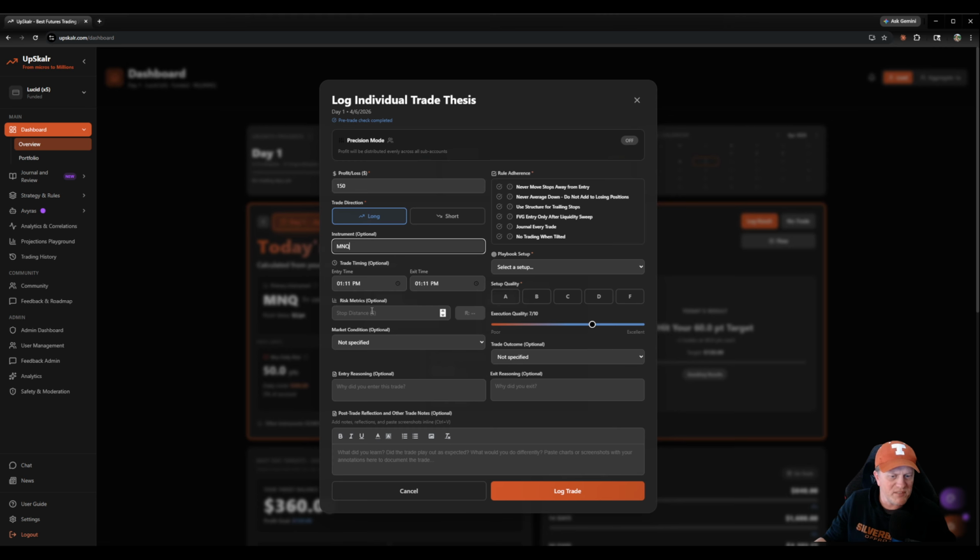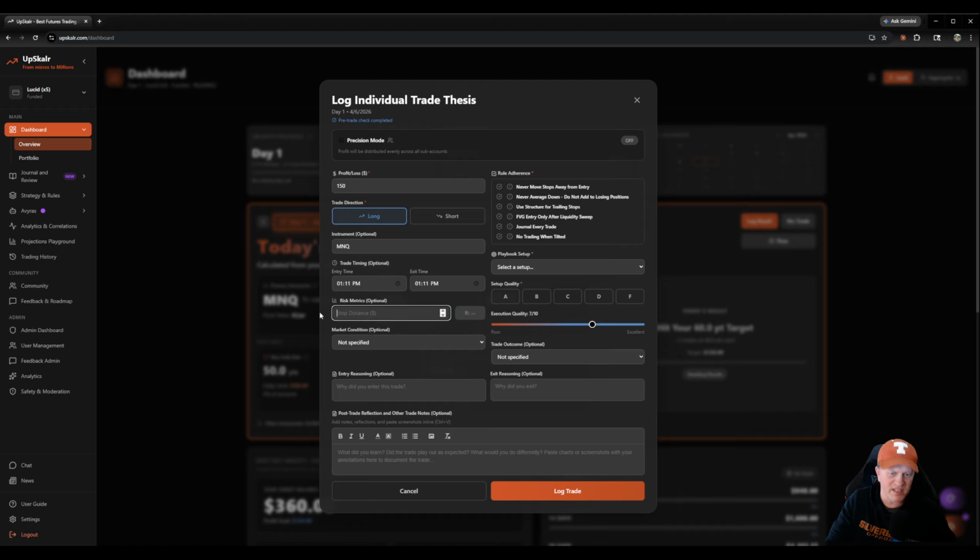You can pick your times here. Some of these are optional as well. They're not required, but some with the stars are required if you're using the log individual trade methodology. Right, so you would enter some of these things as well, and it would auto calculate. So let's just say the stop distance was 20 points, right? So given my risk and profit settings, it's going to figure out exactly what my R multiple is here.